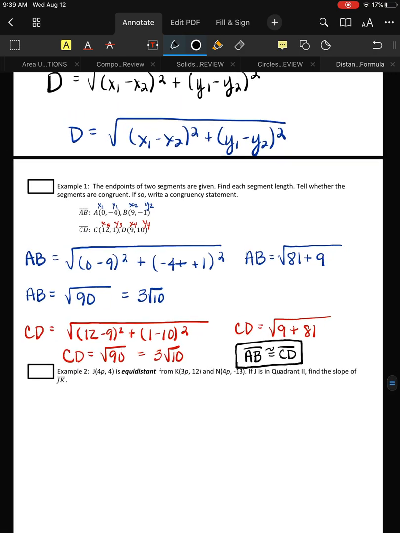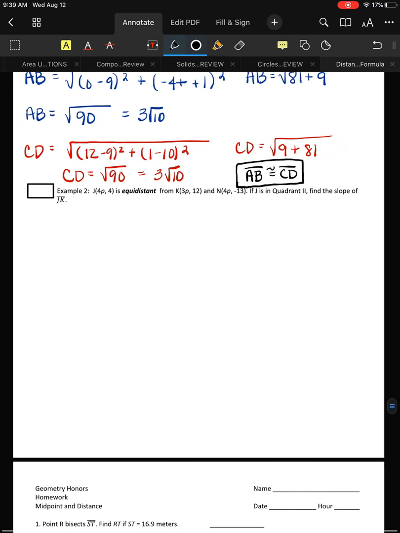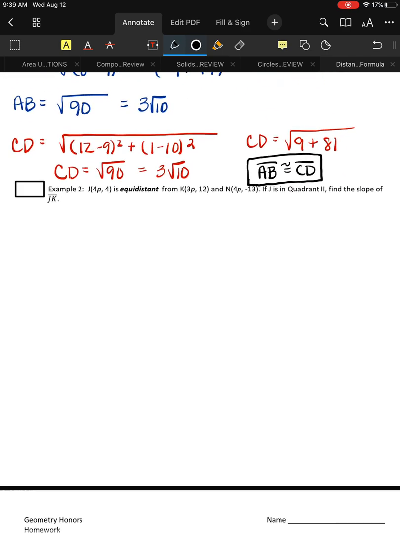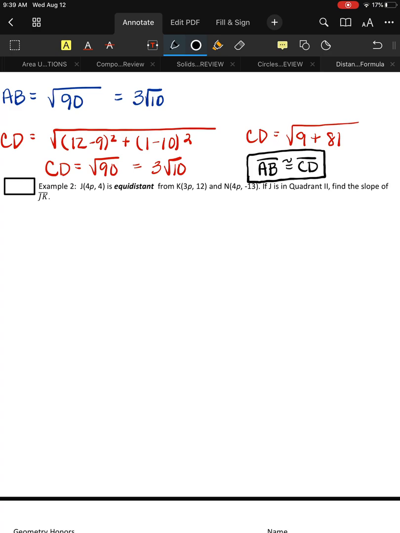Okay. Example number 2, I expect that this one's going to take a couple of minutes, so just hang with me if you want to go through this. So it says J, which has coordinates 4p, 4, is equidistant from K, 3p, 12, and N, 4p, negative 13. So remember that equidistant means that J is the same distance from K and the same distance from N. If J is in quadrant 2, find the slope of JK. Okay, so we're being asked to find the slope. So change in y over change in x.